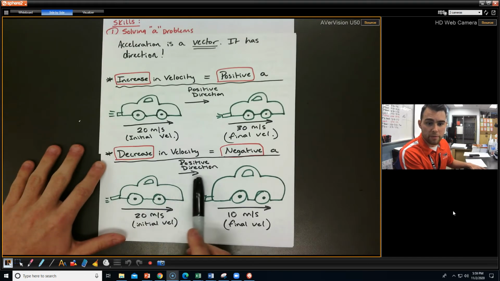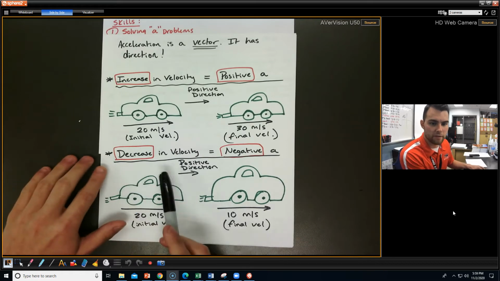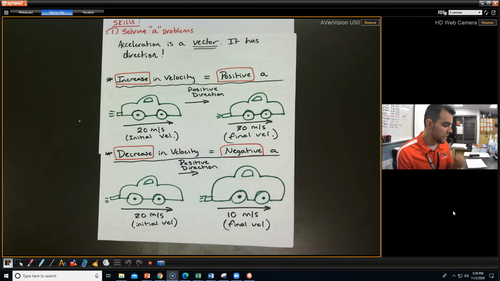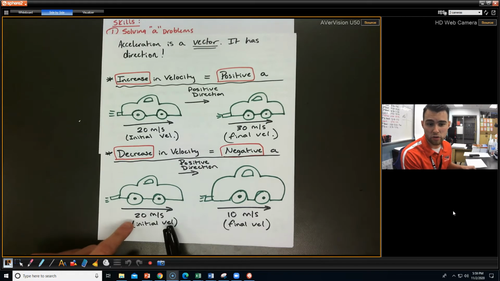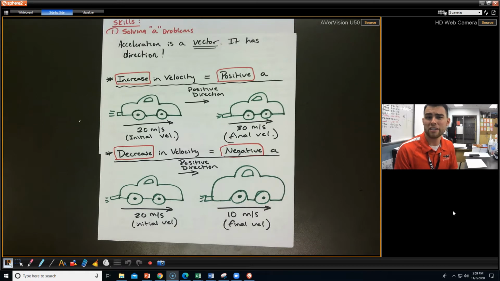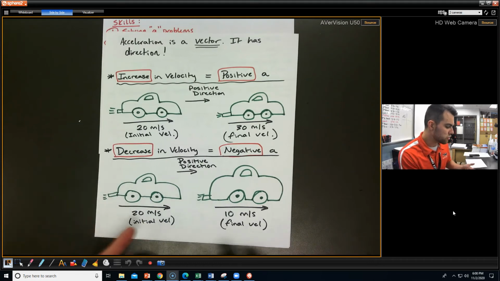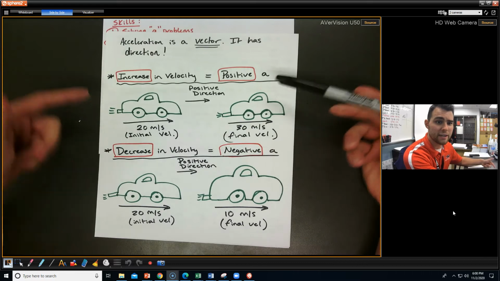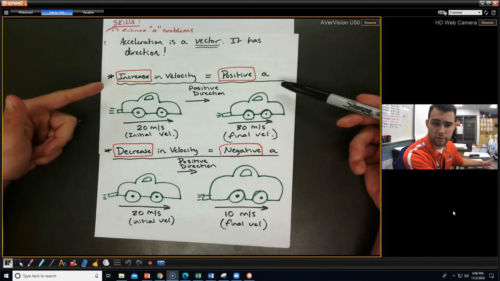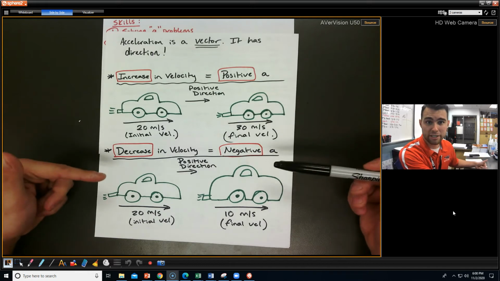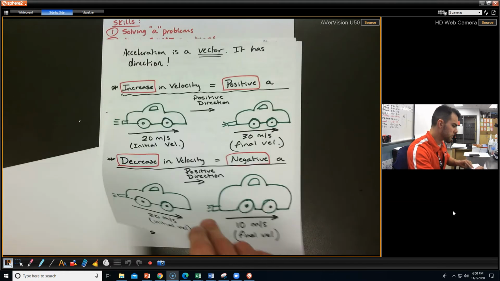Likewise, even though I'm going in the positive direction, a decrease in my velocity equals a negative acceleration. If I'm starting at 20 meters per second for my initial, but my final ends up being less than that, 10 meters per second, then I am decelerating. I have a negative acceleration in order to slow down. That is how your braking works, and how the change in your velocity is being affected by the acceleration. You don't need to draw these cars, but I want you to get this idea: an increase in velocity is a positive acceleration, and a decrease in velocity is negative acceleration. Let's move forward with that.